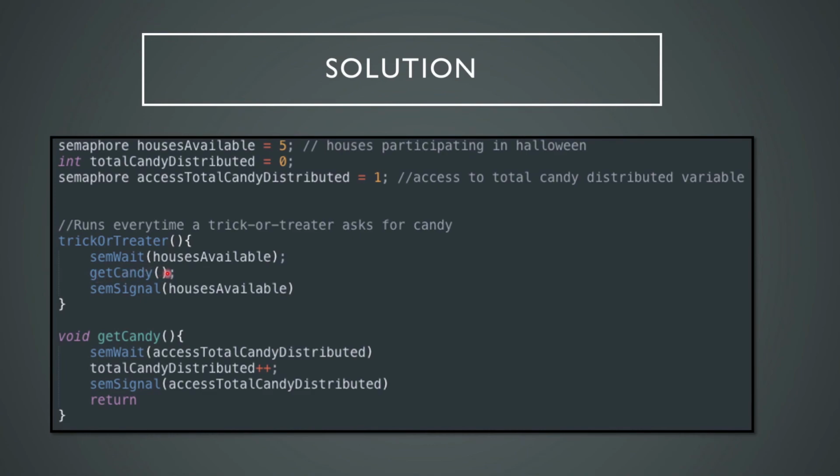So then the get candy function gets called, and here we have again the semWait function specifically for accessing the total candy distributed, and we want to be able to access the variable one at a time. That's why we have the semaphore, so that each house accesses this value one at a time and then signals when it's done using it, so that the next house can update this value as well, and so on. So this is how we would implement the solution to the problem that was mentioned in the previous slide.